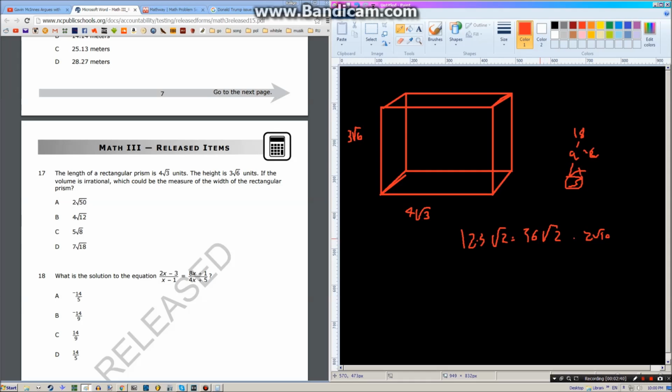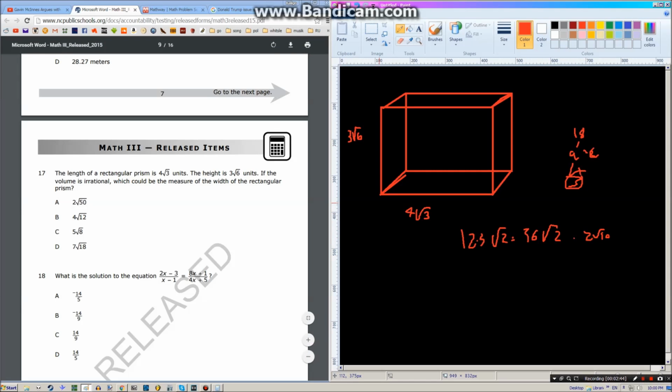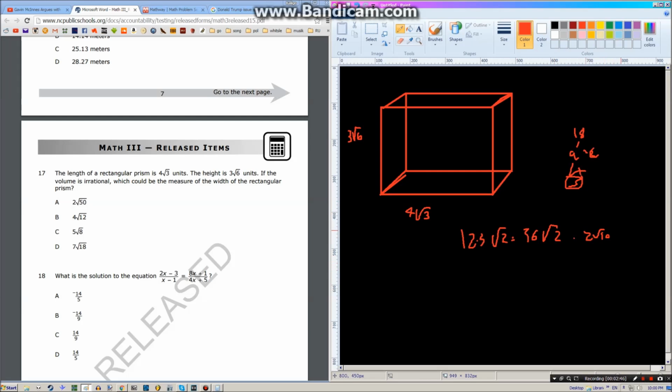So then 2 times 36. I mean, we don't even have to do this, given that it has to be irrational. You just multiply the square roots. So 2 times 10 is 20. Square root of 2 times 50, whoops, 2 times 50 is 100, and square root of 100 is 10. So you already know that can't be it. So let's go to the next one.